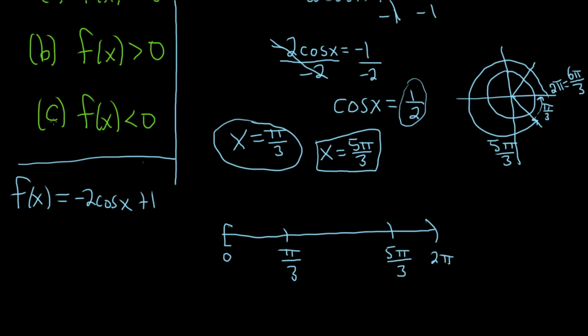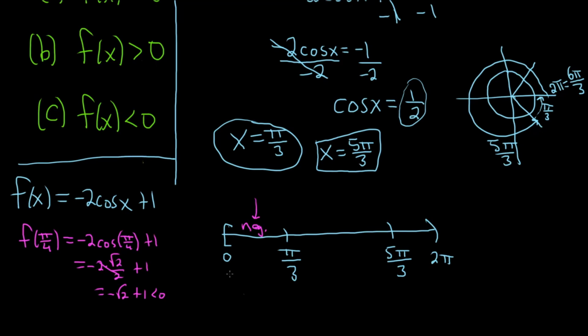Then you just pick test points. You can pick any number you like, and then you just figure out if it's positive or negative. So for example, a nice number between 0 and pi over 3 would be pi over 4. That's smaller than pi over 3. So let's plug it into our function. f of pi over 4 is equal to negative 2 cosine of pi over 4 plus 1. So that's negative 2 times the square root of 2 over 2, plus 1. So that's negative square root of 2 plus 1. That's negative because the square root of 2 is bigger than 1. So this is going to be negative.